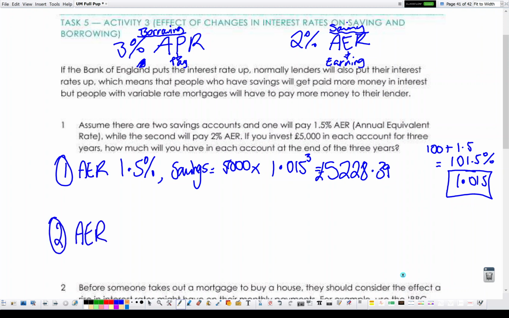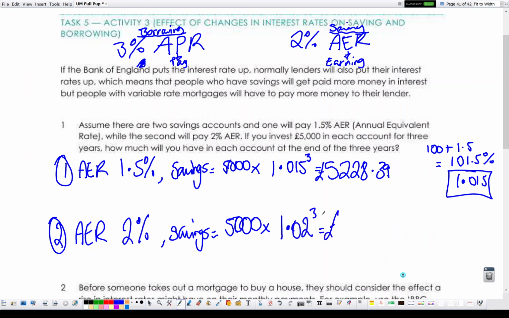Now, bank account number 2, which has an AER, annual equivalent rate, of 2%, savings, that's going to be 5,000 times, now doing the same process over here, 100 plus 2, 102%, so 1.02 for the multiplier to the power of 3. So very similar calculation, just the multiplier that's different, times 1.02 to the power of 3, and that's given me £5,306 and 4 pence.